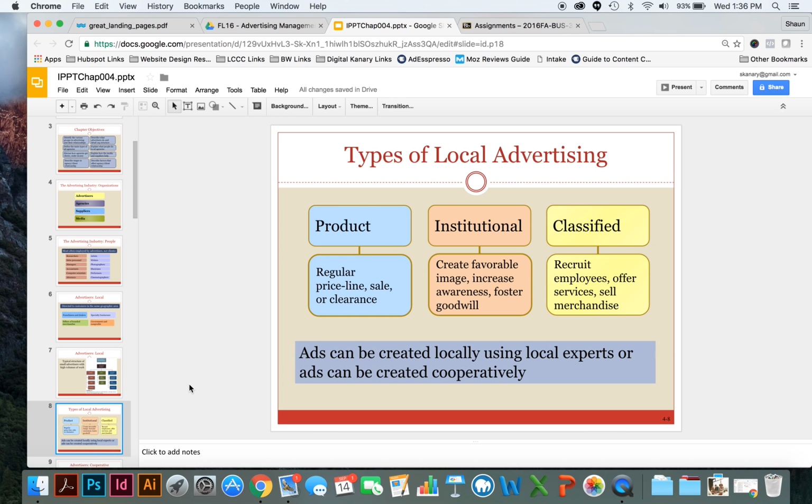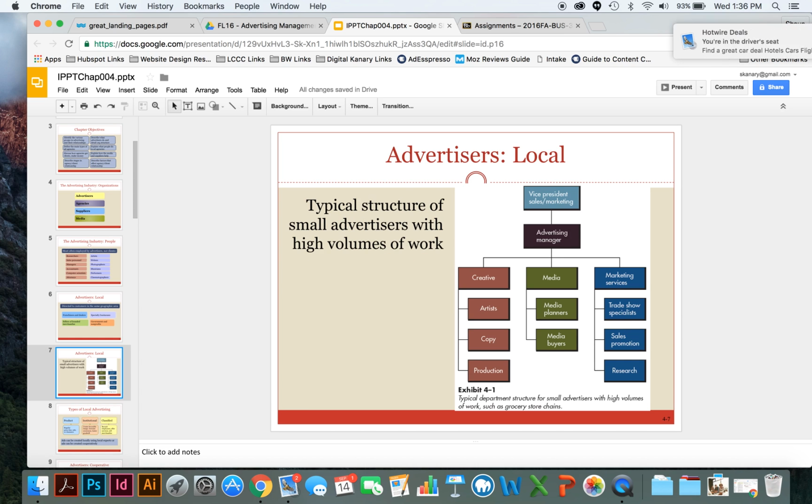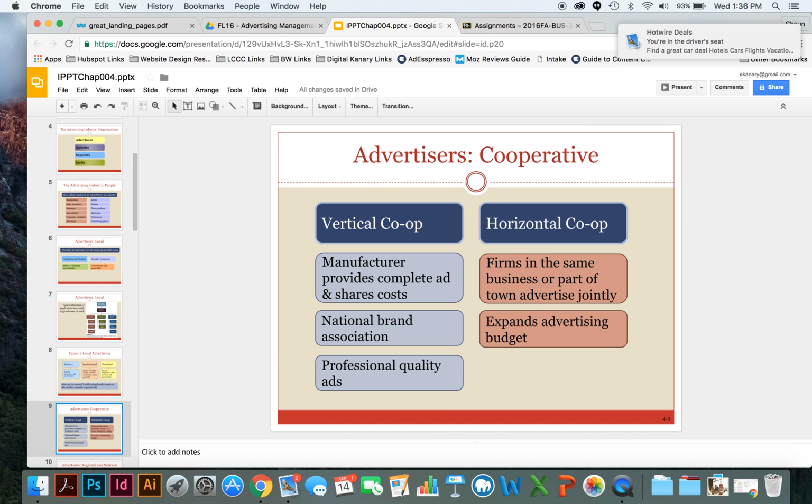Okay, now ads can all be created locally using experts, or ads can be created cooperatively. And just to talk about the different co-ops that are available, and this is important because this is what your homework is dealing with. You have either a vertical co-op or a horizontal co-op. Now, how they differ is in vertical co-ops, the manufacturer provides a completed ad and shares the cost.